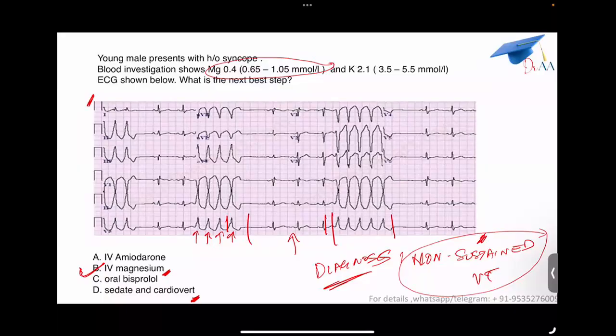It should be more than 3 consecutive PVCs. If you count here, there are 4. If you count here, I think there are 5. Then we call it a non-sustained ventricular tachycardia. If there are only 2, then we can call it PVCs. Or if there is only 1, you call it a premature ventricular contraction.